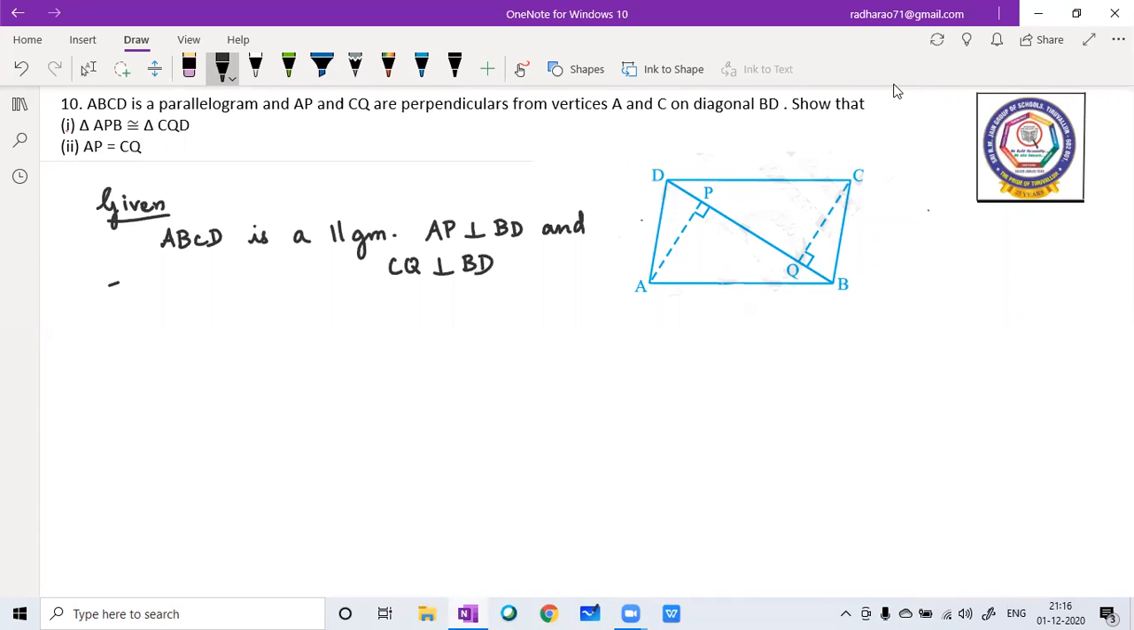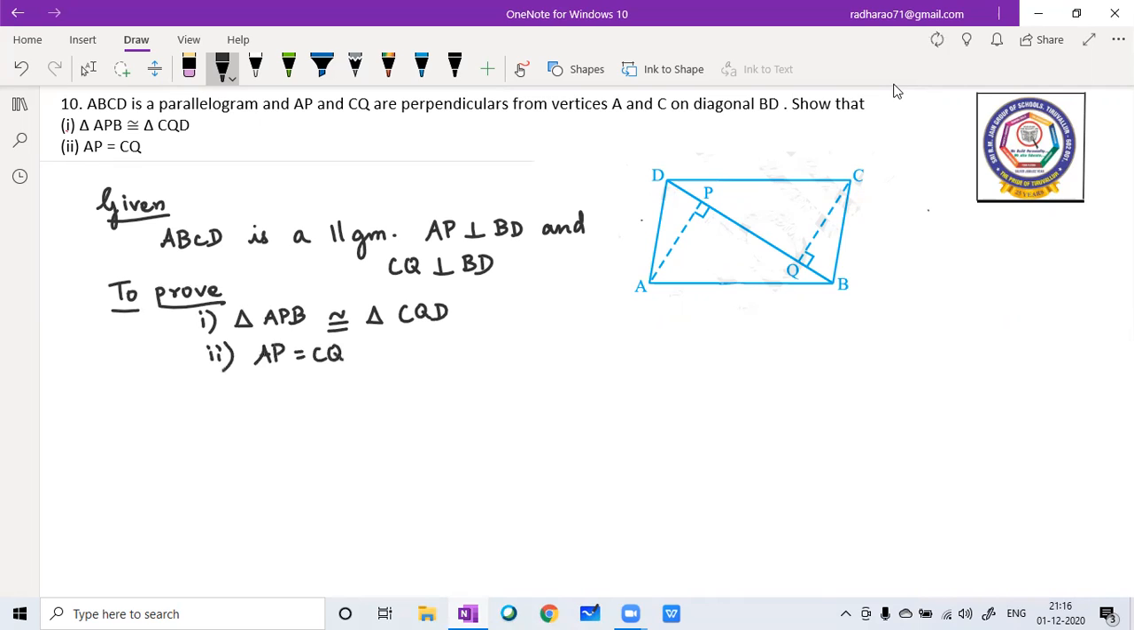So what are you supposed to prove? They have given you 2 things to be proved. To prove triangle APB is congruent to triangle CQD. And what is the second one? We have to prove AP is equal to CQ.